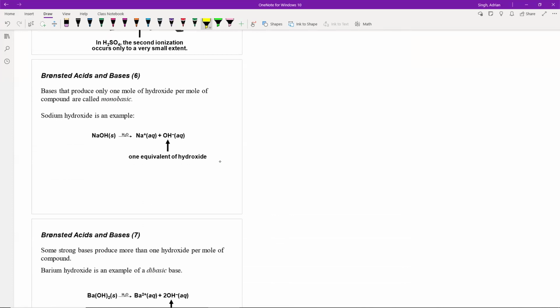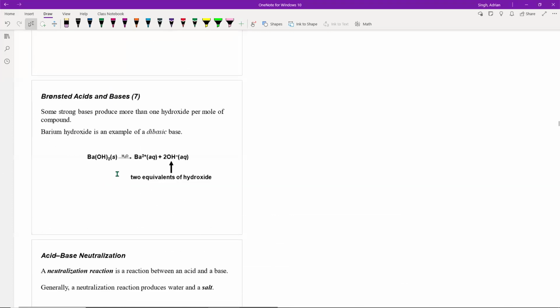Bases that produce just 1 mole of hydroxide are known as monobasic bases. Sodium hydroxide is a good example. And again, you can see just the one OH in the formula. There's the one equivalent of hydroxide that's given up when this dissociates in solution. We can have examples where more than one hydroxide is donated or lost. Barium hydroxide, for instance, look at the formula. There are actually 2 hydroxides in it, so it's called a dibasic base. So when this dissociates, we get the barium 2 plus and 2 equivalents of hydroxide being donated.